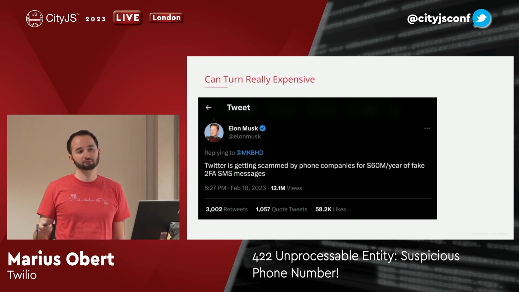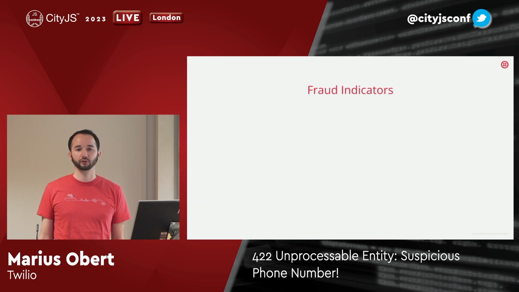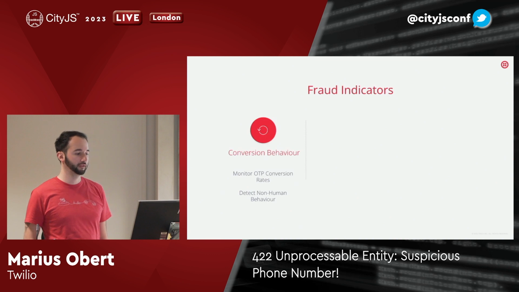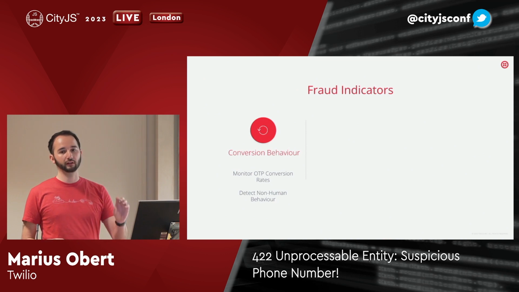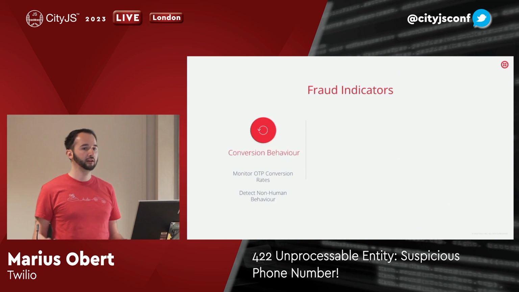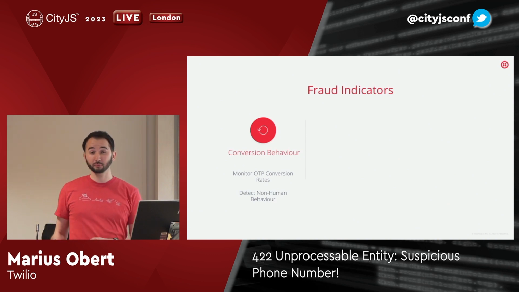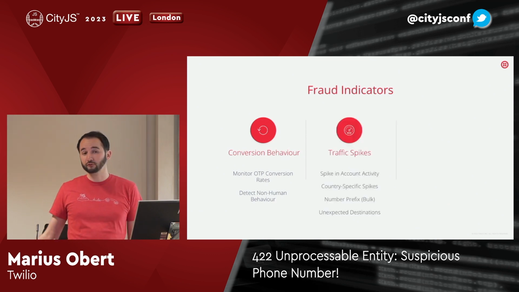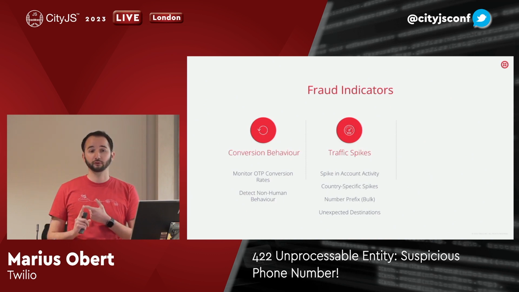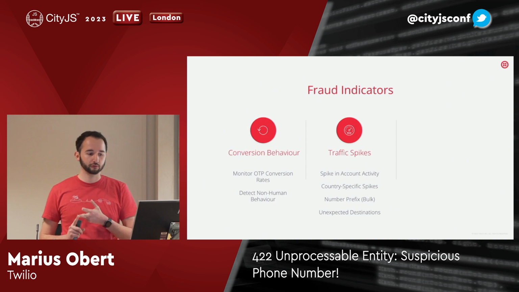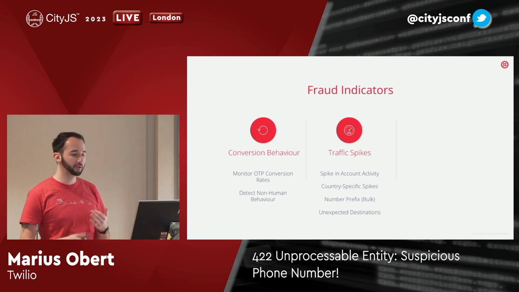Well, you can start implementing solutions on your own. You can install so-called fraud indicators. That means monitor the conversational behavior. Are the one-time codes actually converting? Which means, is the code that I generated ever actually entered on the website? Is the form operated by humans or by bots? You can watch for traffic spikes coming at certain times of the day, coming from certain IP addresses, coming from certain regions, coming from certain numbers.